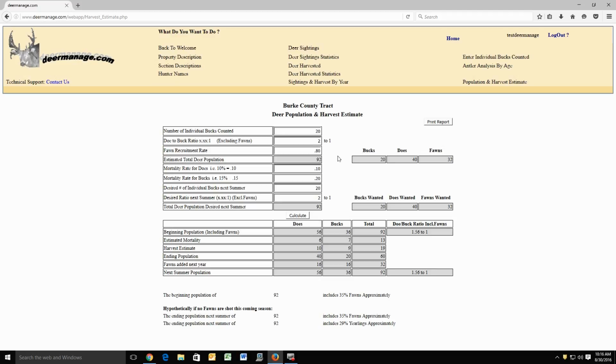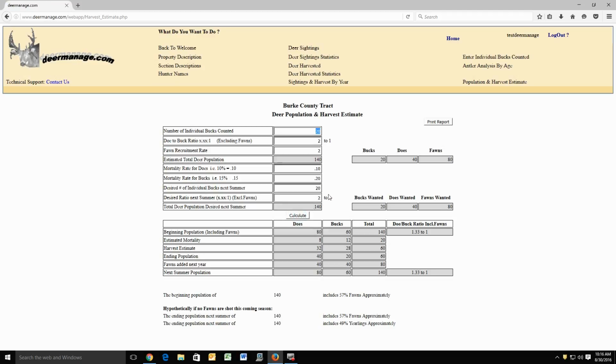So in my example, again, I'm going to have 20 different resident bucks. Resident meaning they spend most of their time on this property. We're saying it has a 2-to-1 doe to buck ratio. And guess what? We're going to go ahead and put a 200% fawn recruitment rate. Let's just say they have a 10% mortality rate. This is natural mortality rate, which does not include hunting. So 10% mortality rate for does, 20% mortality rate for bucks. They say they're happy with their deer population keeping 20 different resident bucks and a 2-to-1 doe to buck ratio.